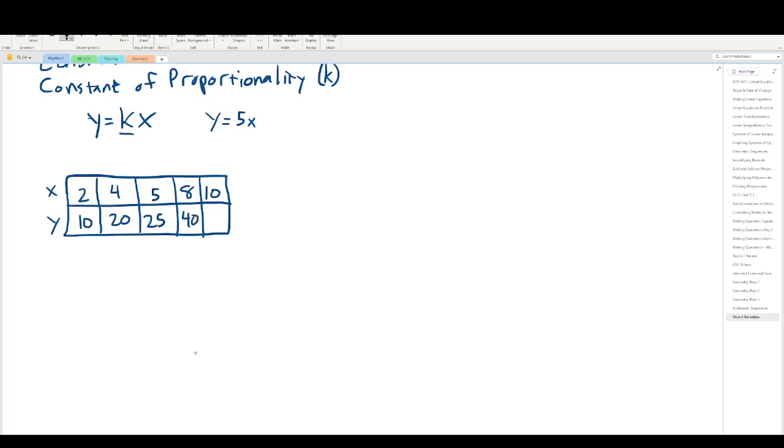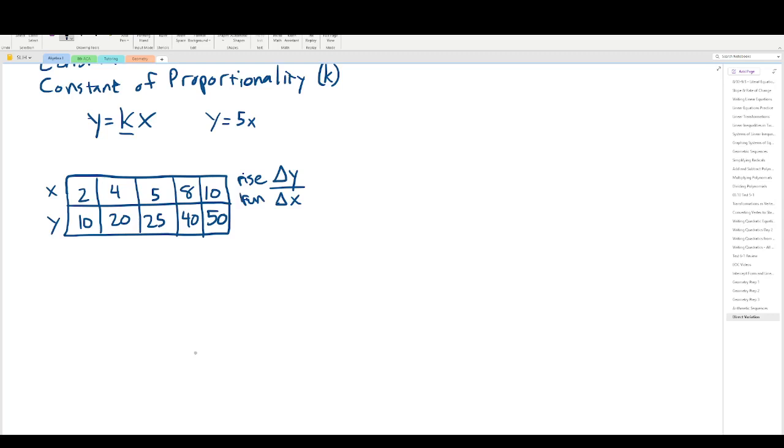So we have a table of values like this, and when we're looking for slope, we have to find change in y over change in x. That's our rise over run. So rise over run. And the reason that's important is rise over run works anywhere within a graph.